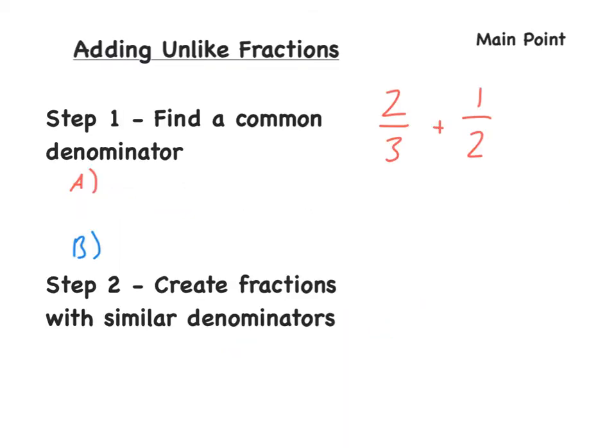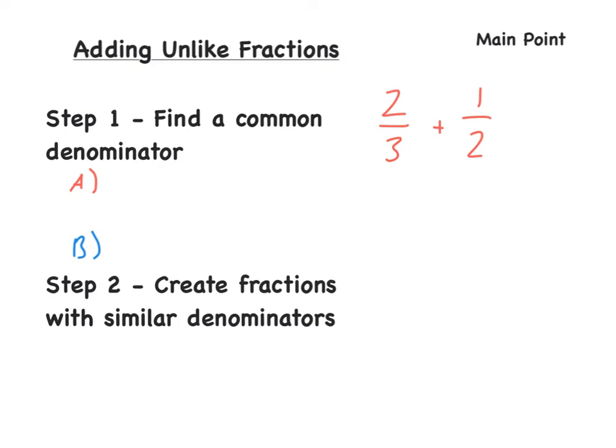So the first thing that we're going to focus on is adding unlike fractions. I have two steps here for you. Step 1, find the common denominator. And then step 2, create fractions with similar denominators. So with step 1, you have two different ways of finding a common denominator.